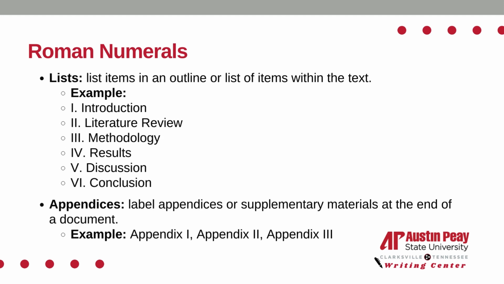Enumerations and lists. Roman numerals can be used to list items in an outline or list the items within the text. For example, introduction, literature review, methodology, results, discussion, and conclusion. Roman numerals are also commonly used to label appendices or supplementary materials at the end of a document.